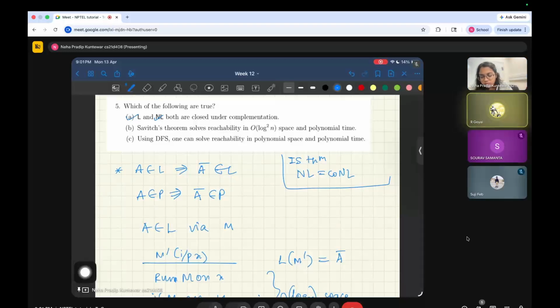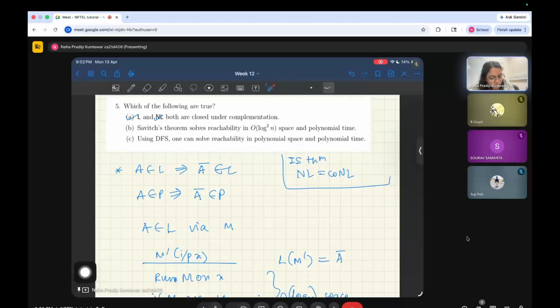And for the second part of this question, you have already answered. Savitch's theorem solves reachability in the order of log square n space, because reachability is an element of NL, and if NL solves it in order log n space, then the deterministic space is log square n. And if that is the case, then since the space is log square, the time would be polynomial. So B is also true.